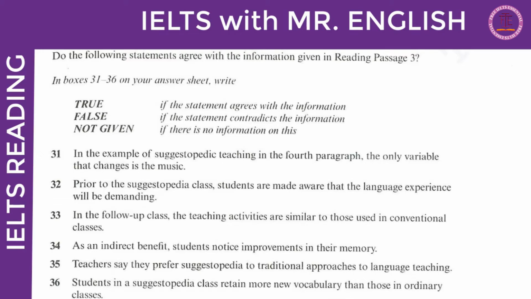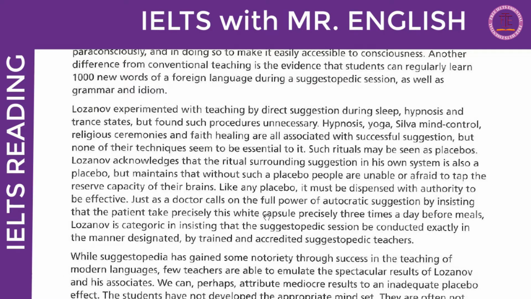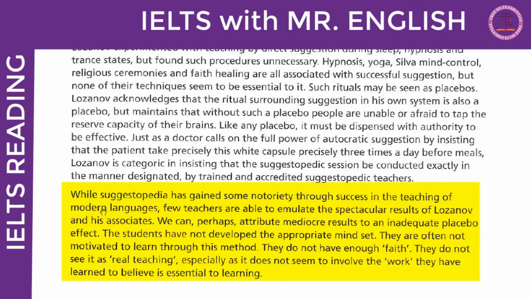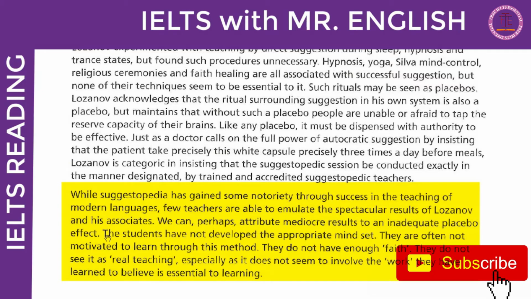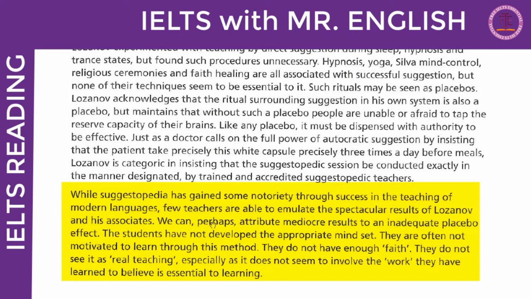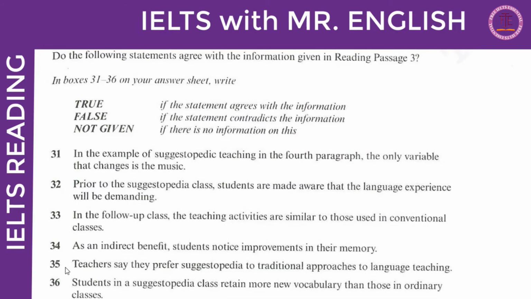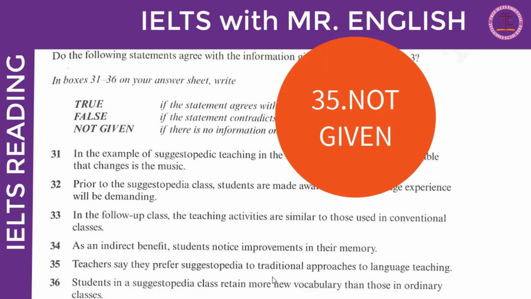What if we just look at this one? While Suggestopedia has gained some notoriety through success in teaching of modern languages, few teachers are able to emulate and replicate the results of Lozanov and his associates. So it's about getting fame. Few teachers are able to emulate, but not all. And whatever he is claiming, teachers say they prefer. It's not about all the teachers. A preference is just a very traditional approach to language. So this is not given.